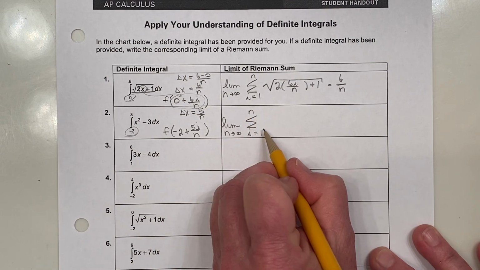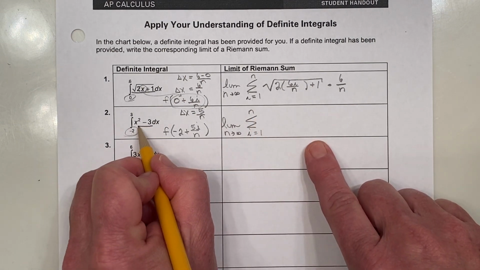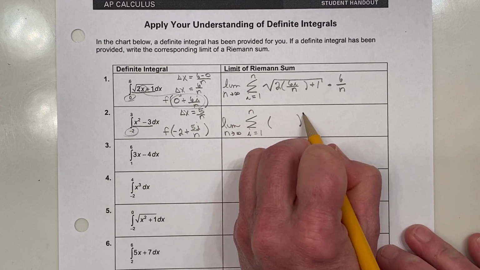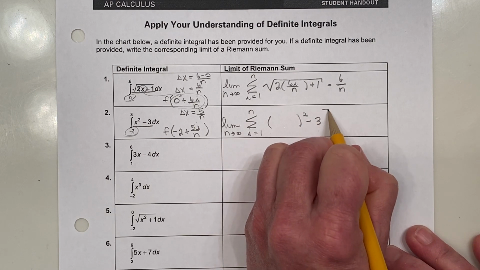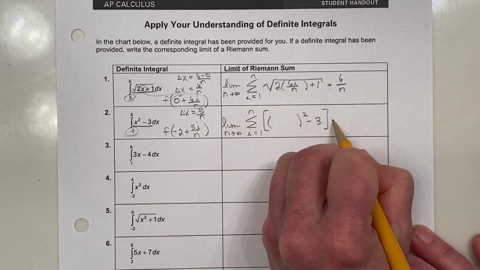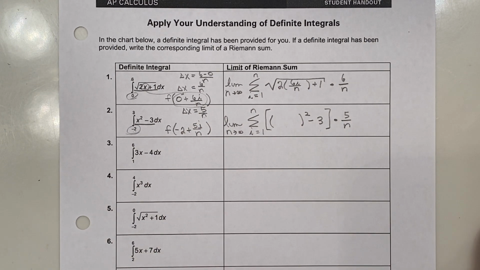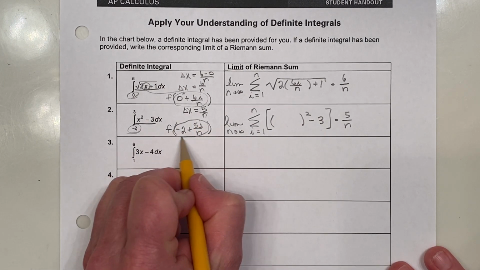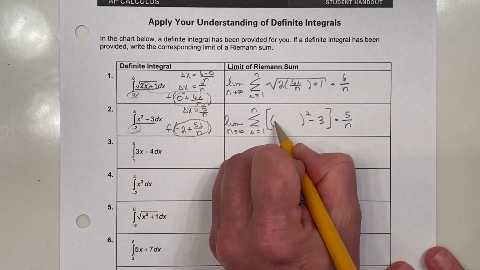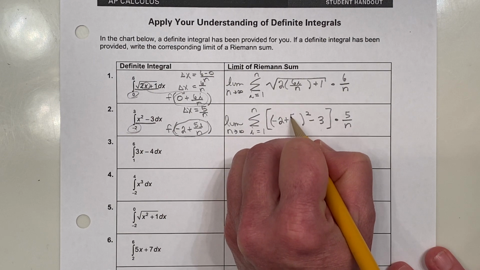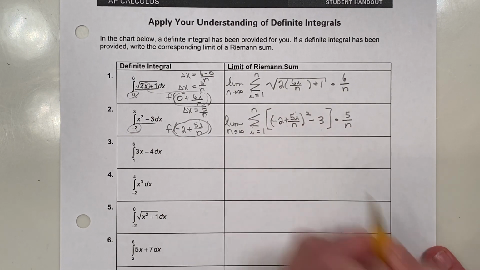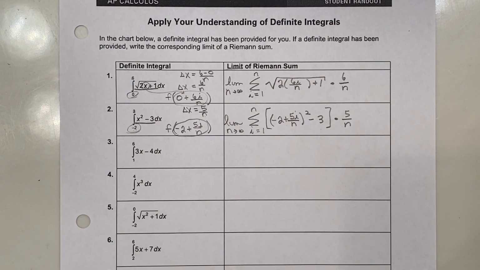Okay, what do we do here? We look back over here at the integrand. I see x squared minus 3. I might put this in brackets, and I'm going to multiply it by delta x, which is 5 over n. Last thing, take your new x and insert it into your parentheses. No cleanup, we have enough to deal with.